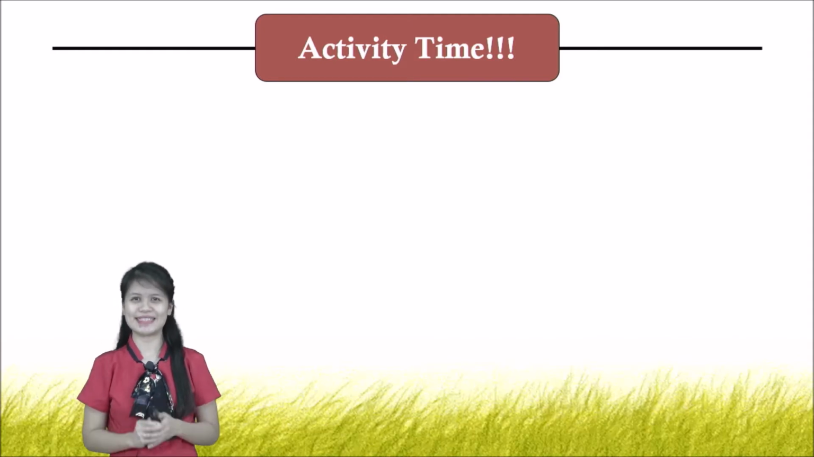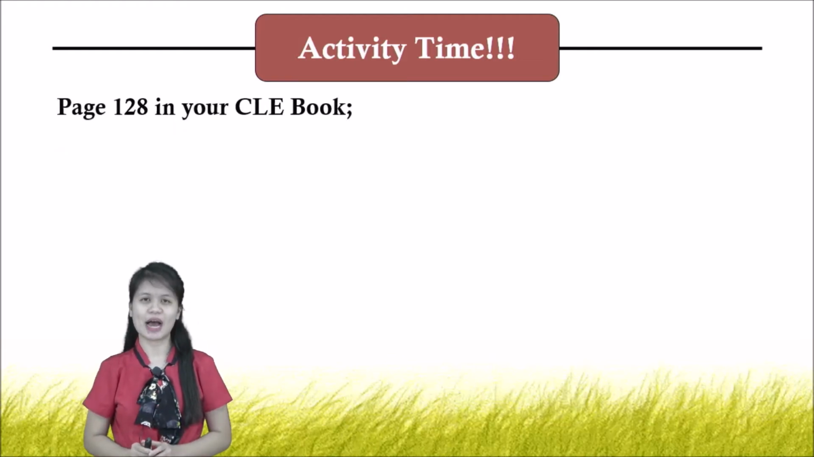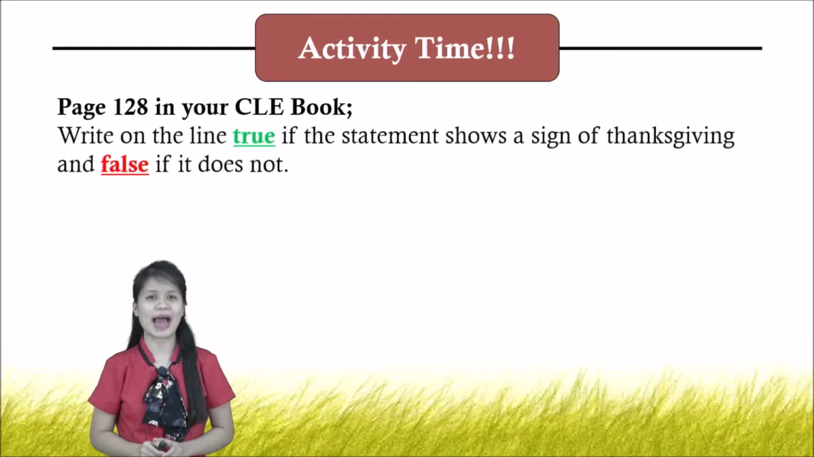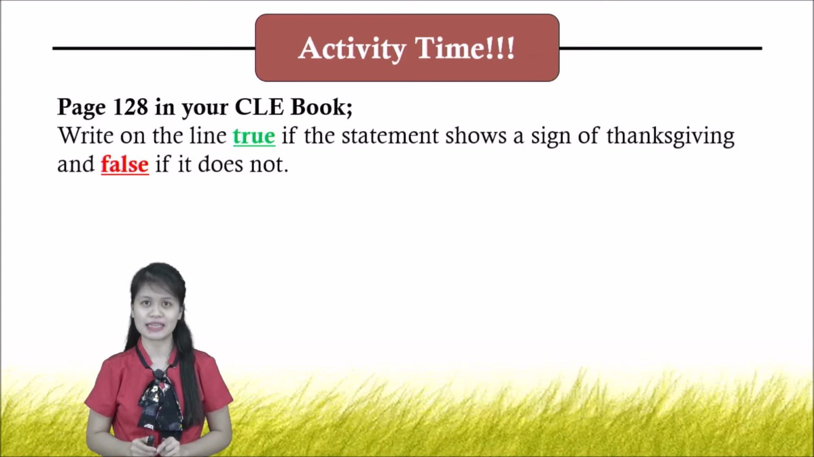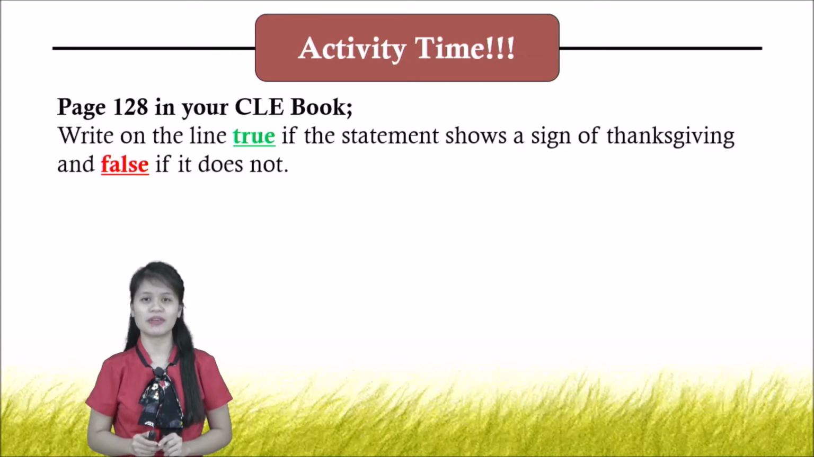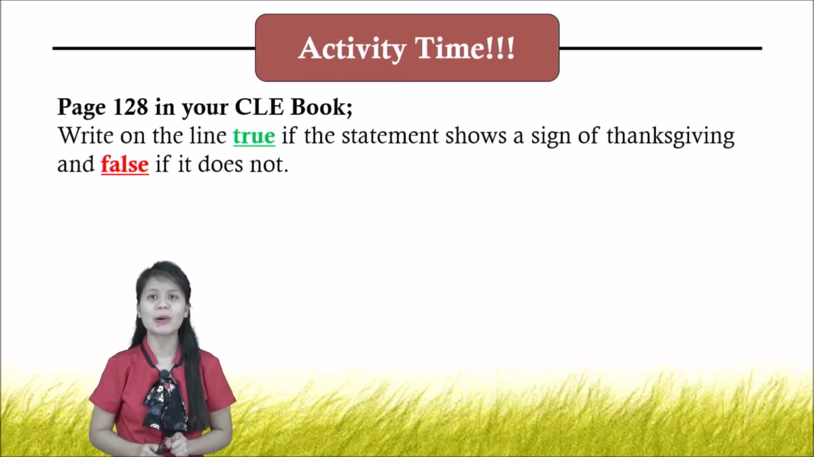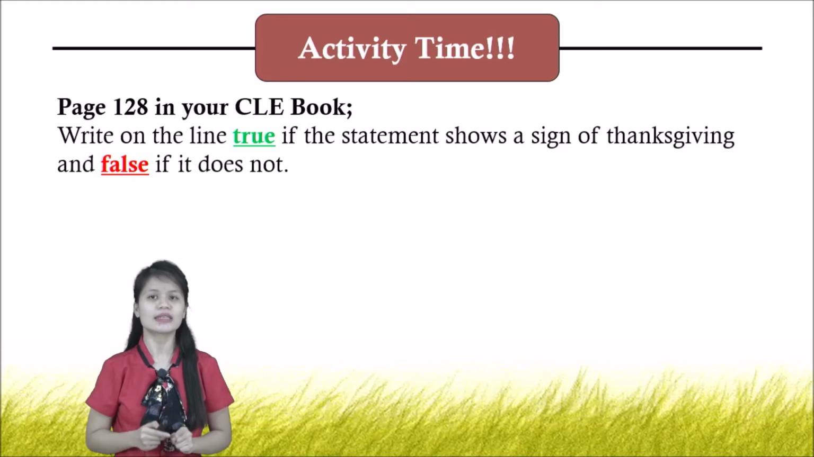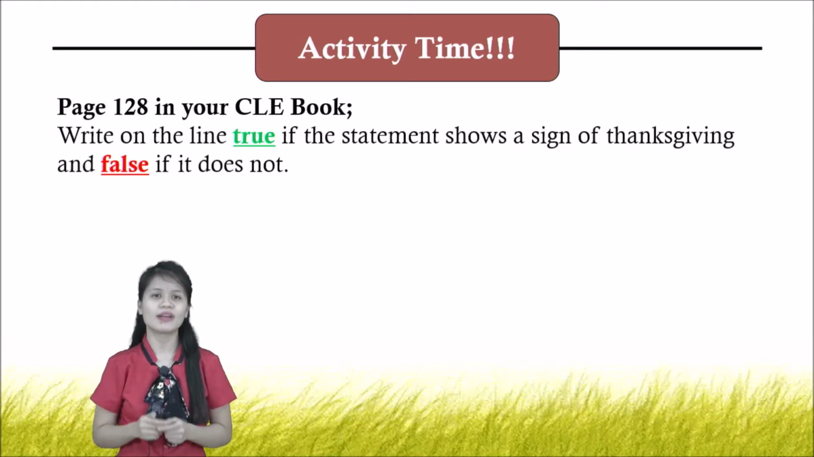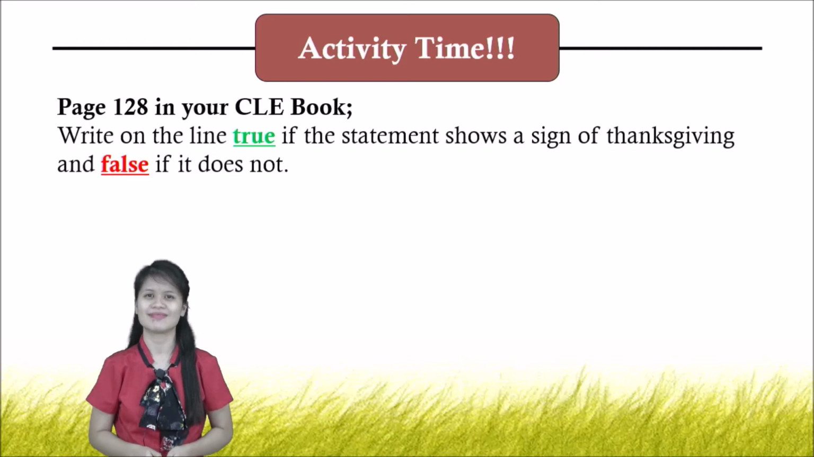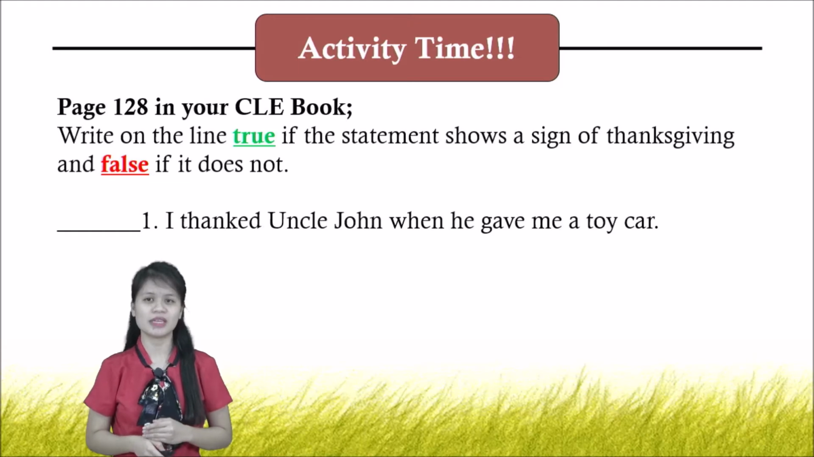Okay, for our activity time, kids. On page 128 in our CLE book, you have to write on the line the word true if the statement shows a sign of thanksgiving, and false if it does not. Again, you write true on the given blank before the number if the statement is showing a sign of thanksgiving, being thankful even though it's just a small thing, and write false if it's not. Number 1. I thank Uncle John when he gave me a toy car.